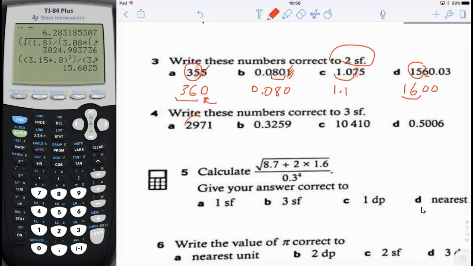Three significant figures. So let's keep the 2, the 9, and the 7. Is the 1 going to cause the 7 to round up to an 8? No. So 297, and then we're going to replace the 1 with a 0. Three significant figures here. We're going to keep the 3, 2, 5. Is the 9 going to cause the 5 to round up? Yes, it's going to round up to a 6. And then we just discard the 9, right? So it's just 0.326.